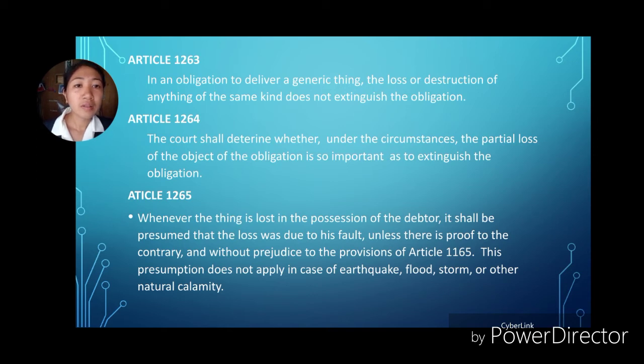And next is Article 1265. Whenever the thing is lost in the possession of the debtor, it shall be presumed that the loss was due to his fault, unless there is proof to the contrary, and without prejudice to the provisions of Article 1165. This presumption does not apply in case of earthquake, flood, storm, or other natural calamity. That is all about our report. Thank you.